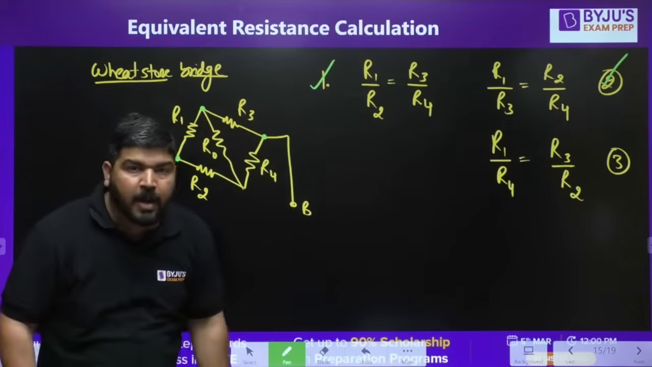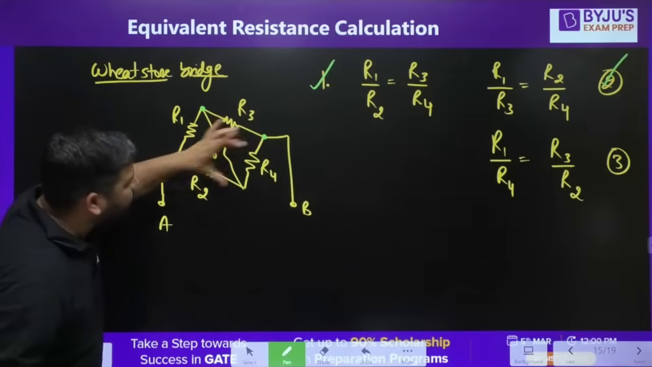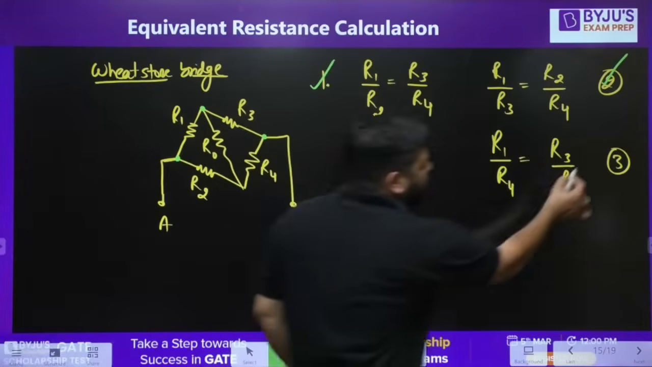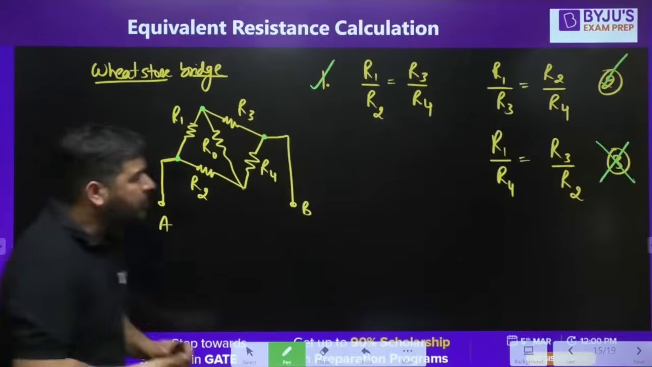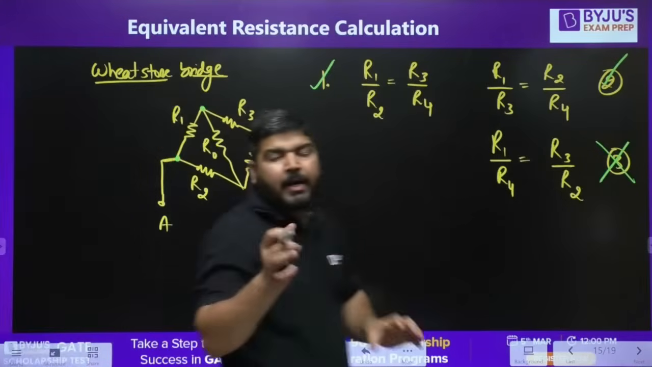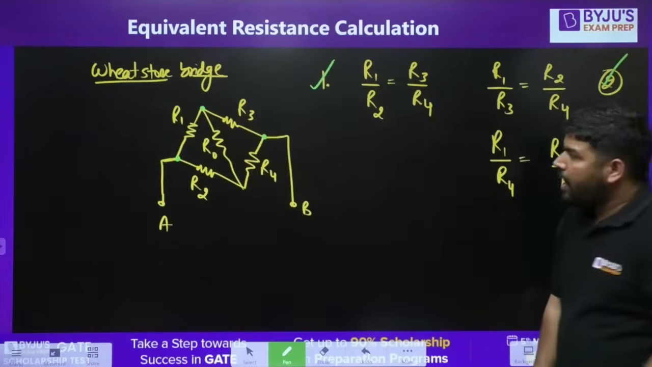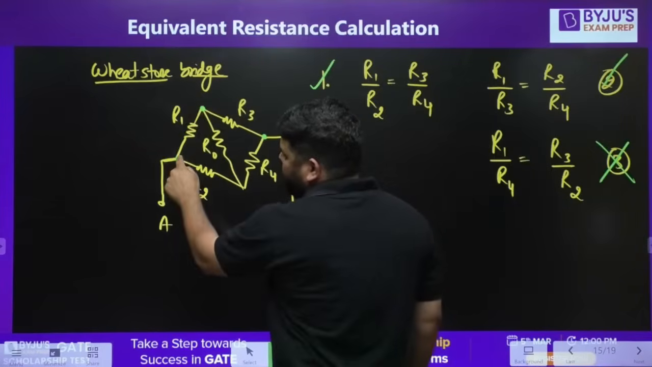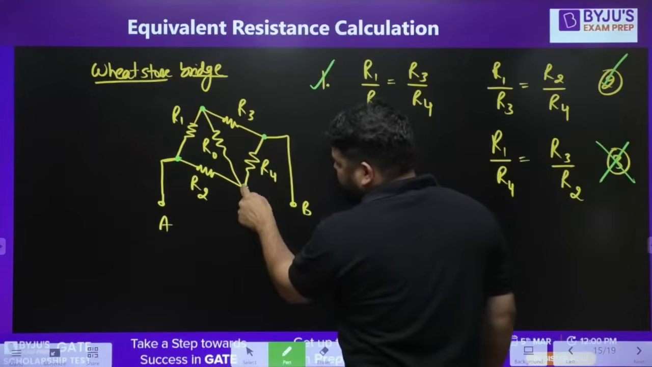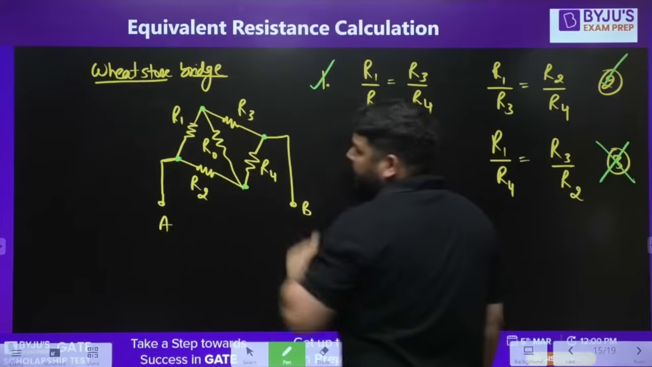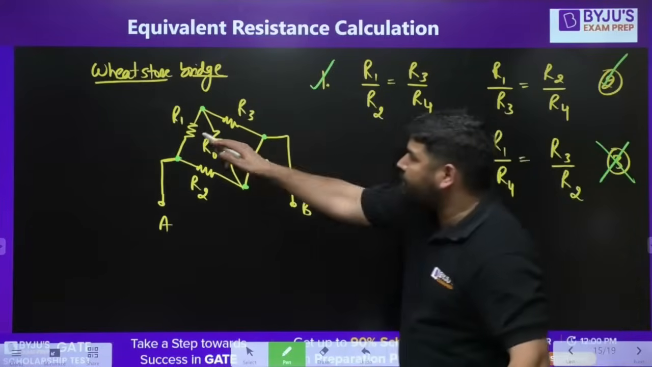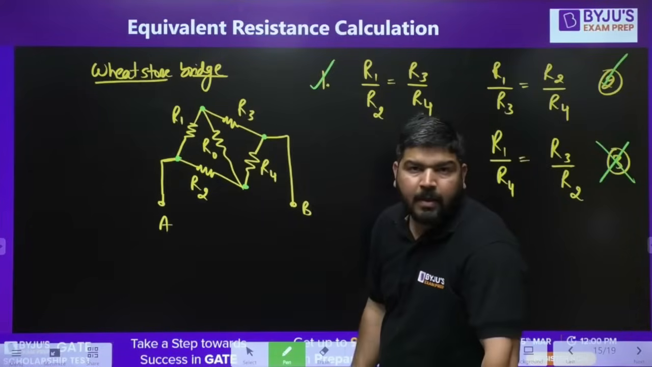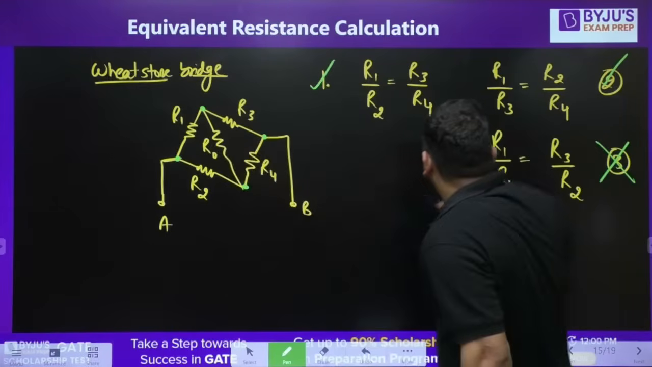That is also true. But you cannot take R1 by R4. Why? Because R1 and R4 have no common connection. These 2 points are where R1 is connected, and R4 is connected between these 2 other points. So there is no common point. Is it clear, guys? R1 and R4 are not connected anywhere. That's why I am not taking the R1, R4 ratio.